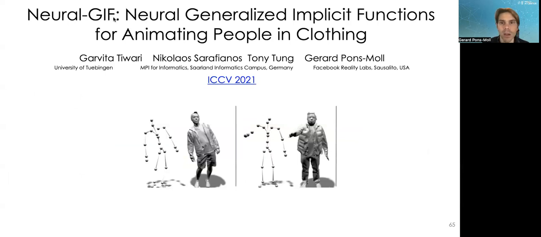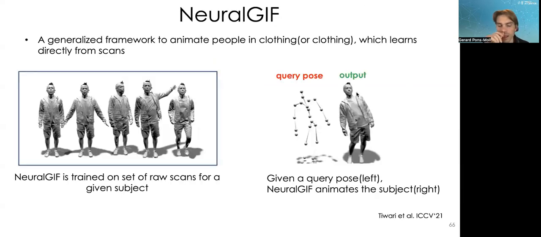Right. So this is the work called Neural GIF, and the name stands for Neural Generalized Implicit Functions for Animating People in Clothing. So first, at a higher level, the main goal here was to train directly from scans and to obtain a neural implicit surface, which could be posed with a skeleton pose. So the input would be a skeleton pose and the output would be the neural surface, including all the clothing details. This model is not generalizing across subjects. It's a subject-specific model, but it can produce this level of fine-grained details.